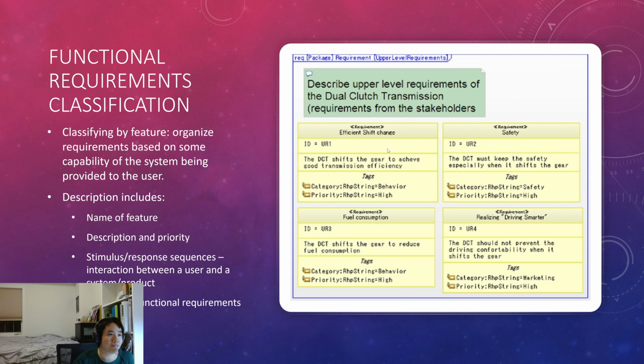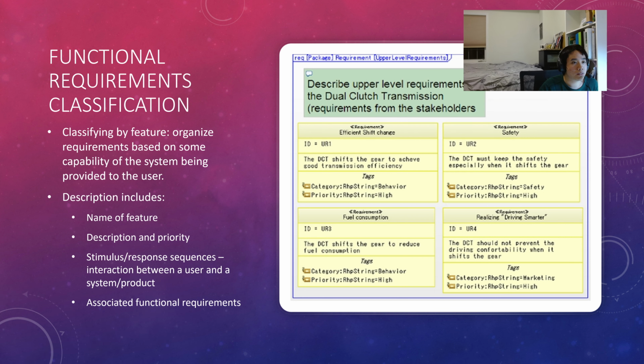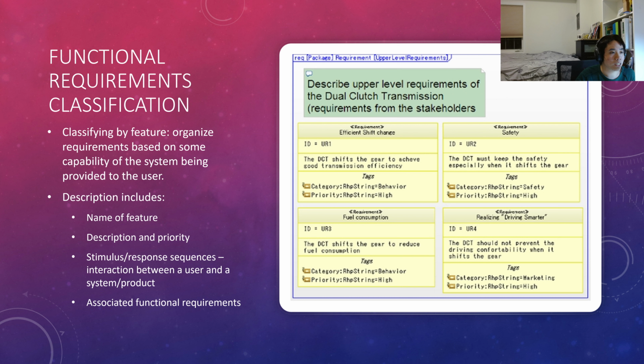You can take a look at the right side. I'm not sure if this is Visual Paradigm, but I kind of think it is. It does give you an example view of classifying by feature. For example, efficient shift change is a feature, and you have its description and so on. Okay.